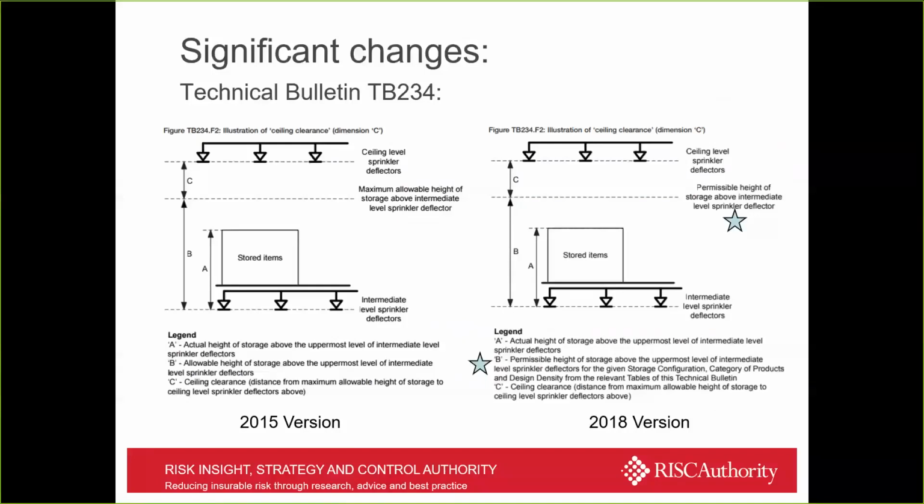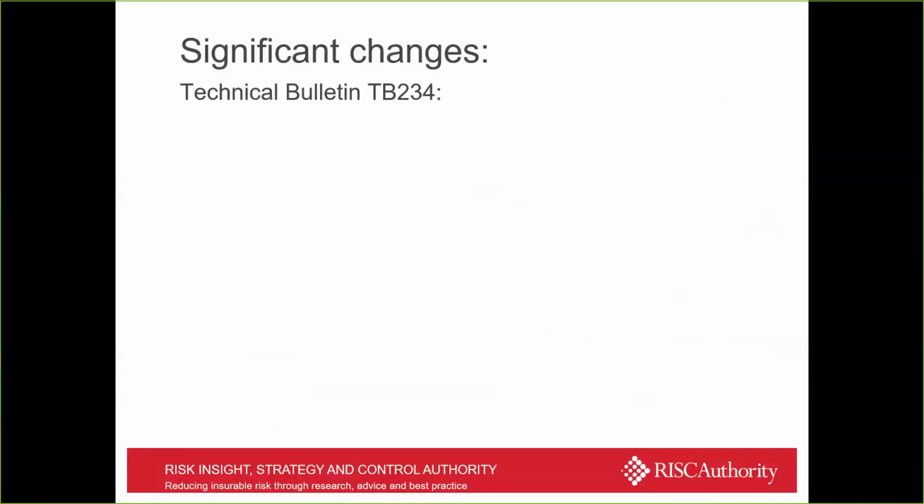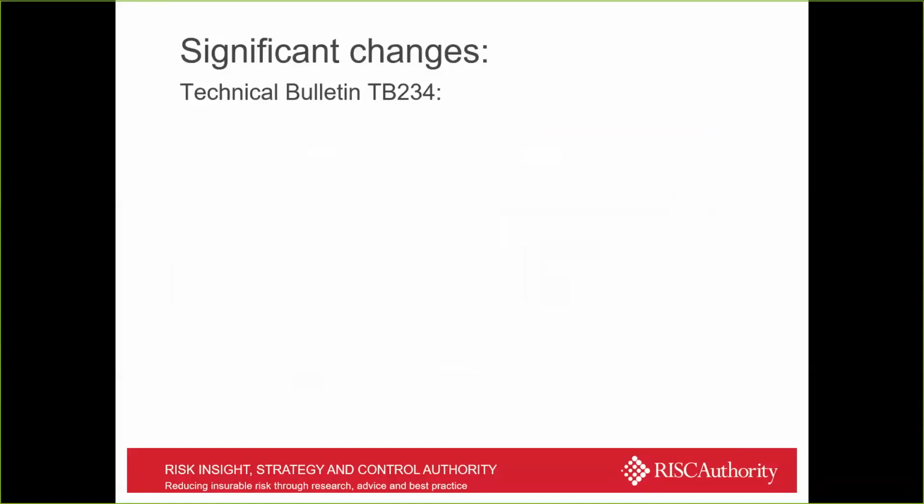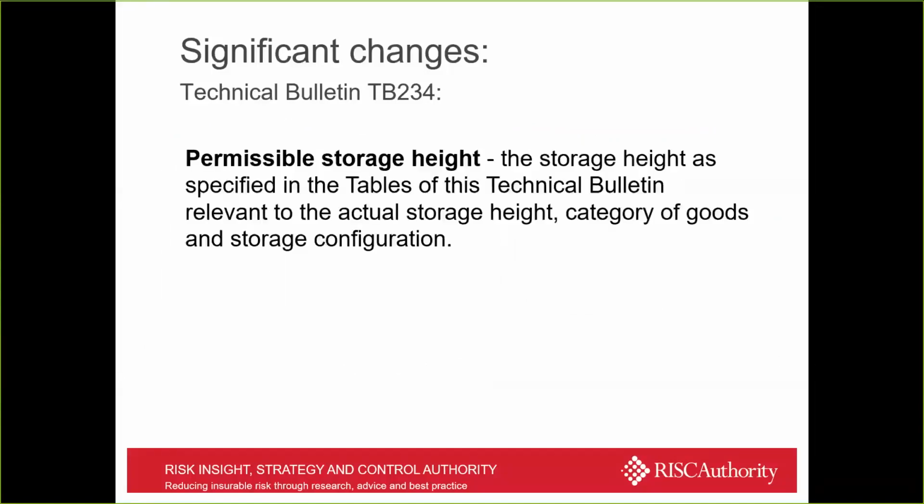And the permissible height you'll see under the legend for the right-hand diagram there, with permissible height of storage above the uppermost level of intermediate level sprinkler deflectors for the given storage configuration, category of products and design density relative to the tables in this technical bulletin. So if we move on to the tables eventually, I'll show you what that means. So the permissible storage height is the storage height as specified in the tables in the technical bulletin relative to the actual storage height, category of goods and storage configuration.